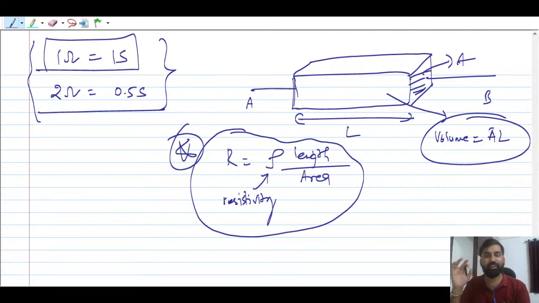So for any shape you take, you should know the resistivity, length upon area, that gives you the resistance. Fine. So this is very, very important.